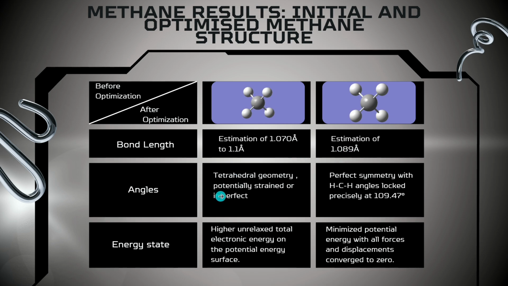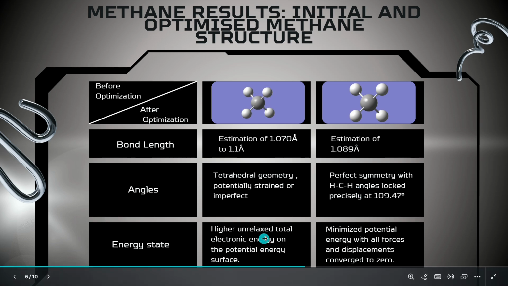Second is the angle, where before optimization it is a tetrahedral geometry that is potentially strained or imperfect, and after optimization it is perfectly symmetric with HCH angles locked precisely at 109.47 degrees. As for the energy state, before optimization methane has a higher, unrelaxed total electronic energy on the potential energy surface, while after optimization the potential energy has been minimized with all forces and displacements converged to zero.